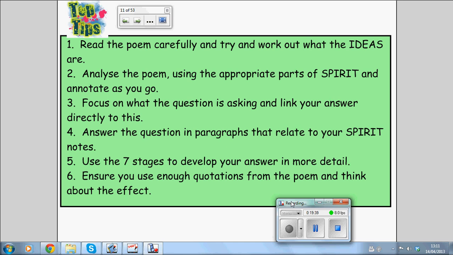Use the 7 stages to develop your answer in more detail, so think about some of the question stems that you can use to do that. And then finally, check that you've used enough quotations from the poem and think about the effect of those quotations, the effect of the language, what you could say about that.